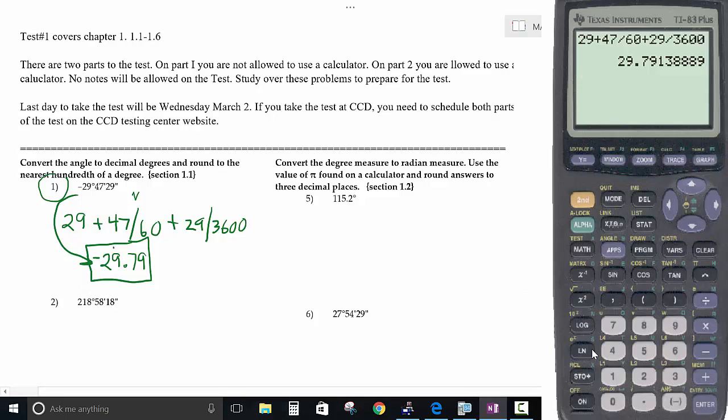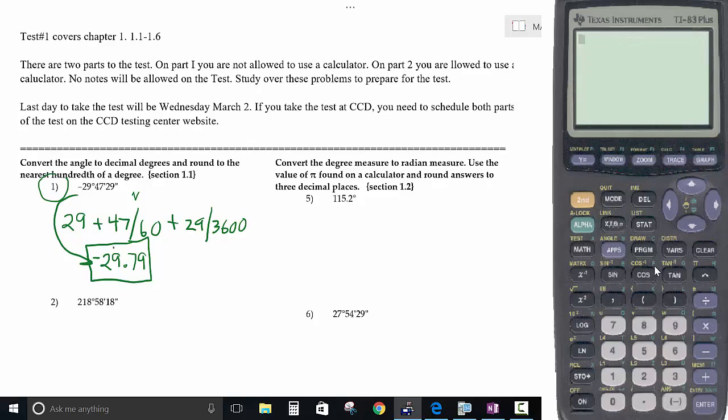Now notice if I did this, if I put the negative in, let me show you what happens. You do 29 plus 47 over 60 plus 29 over 3600. Okay, look what happens. Different answer, wrong answer. It's because that negative does not need to be a part of that calculation.